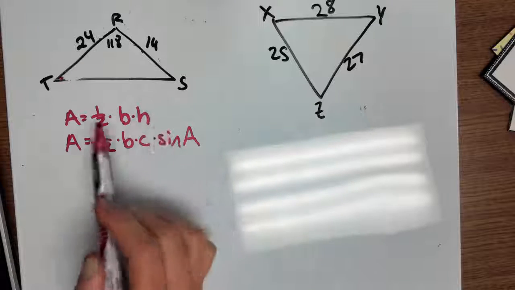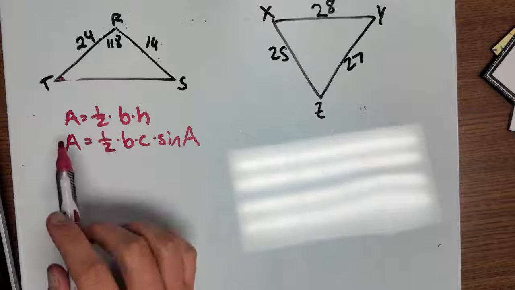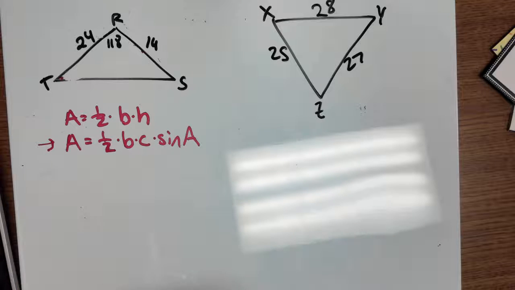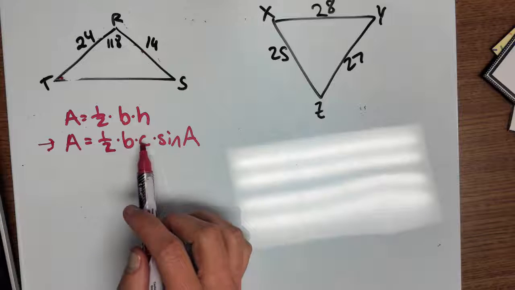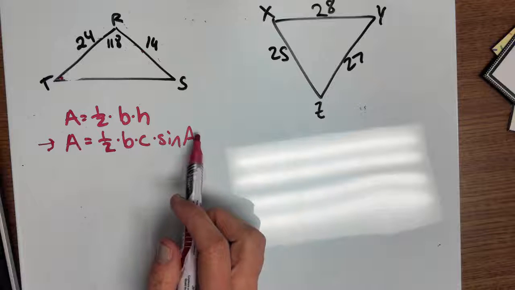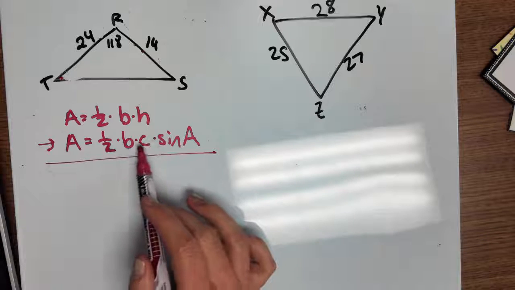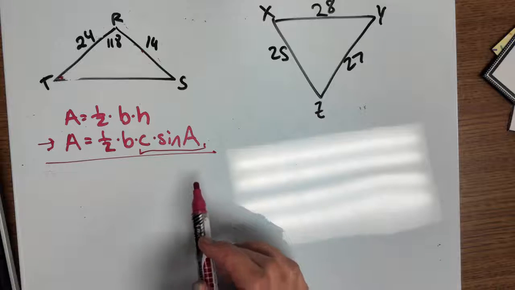Alright, so you guys are familiar with the 1/2 base times height formula for a right triangle. Now we're going to throw in kind of a twist on it. So we're going to do 1/2 times side B times side C times sine of angle A. Now these can all be changed. This is true for non-right triangles. Basically, C sine of A is your height.